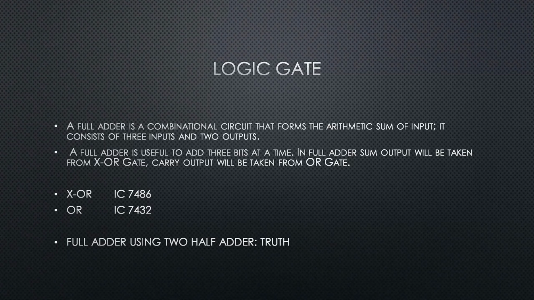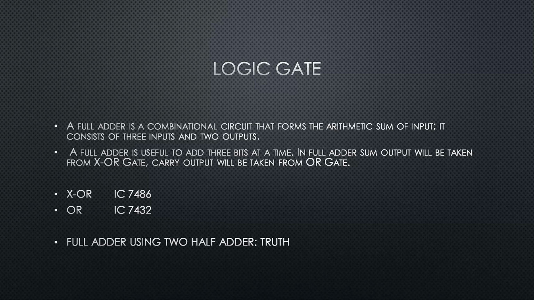Next, we are going to see the full adder. A full adder is a combinational circuit that performs the arithmetic sum of inputs. It consists of 3 inputs and 2 outputs. A full adder is useful to add 3 bits at a time. In the full adder, the sum output will be taken from the XOR gate and the carry output will be taken from the OR gate. The IC for XOR is 7486 and for OR is IC 7432.